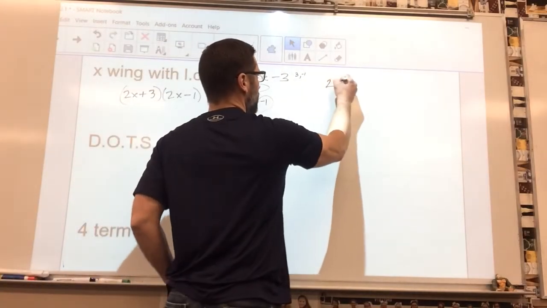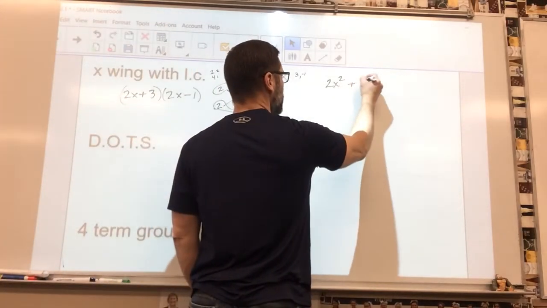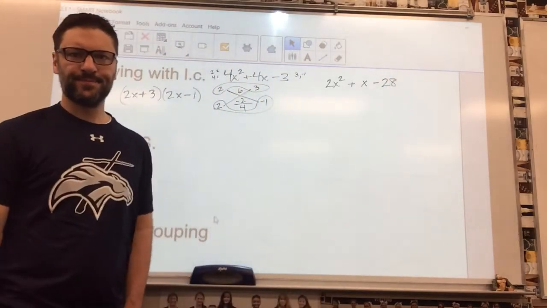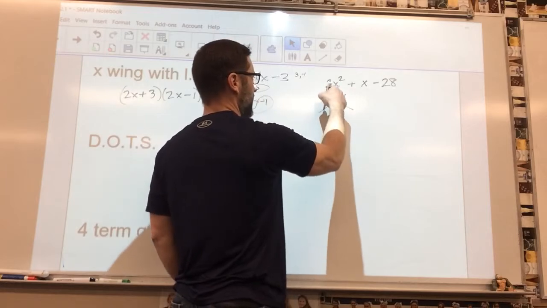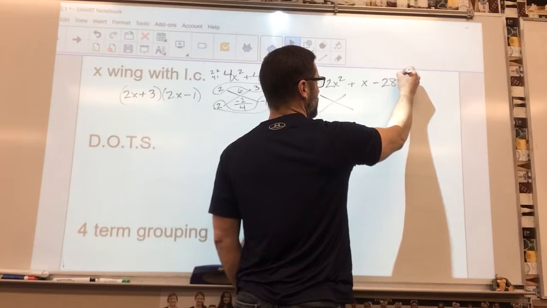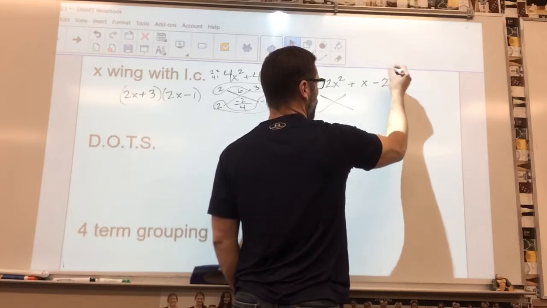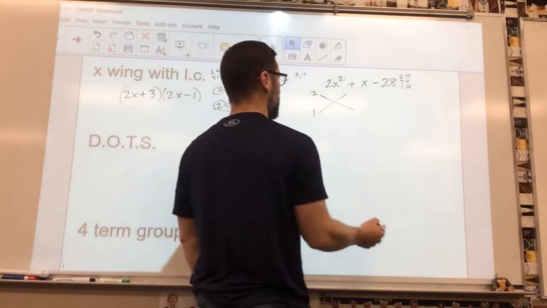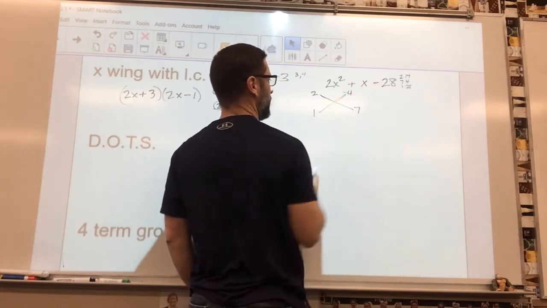2x squared plus x minus 28. Hit pause. You try that one. Okay. X-wing. Factors of 2 are 2 and 1. Factors of 28 are 2 and 14, or 7 and 4, or 1 and 28. I'm going to try the closest two to each other. I'm going to try a 7 and a 4, and one of them's got to be negative. I'll try that way.